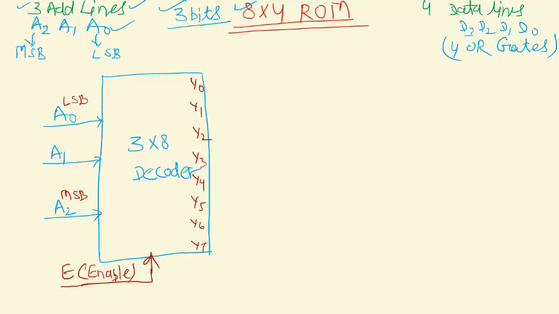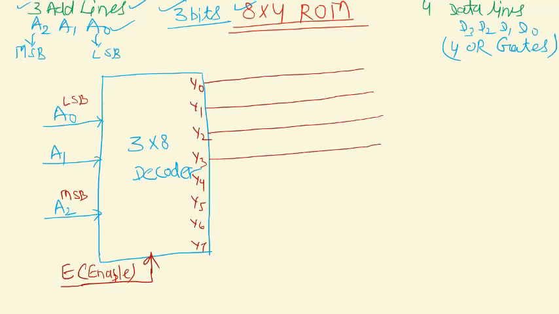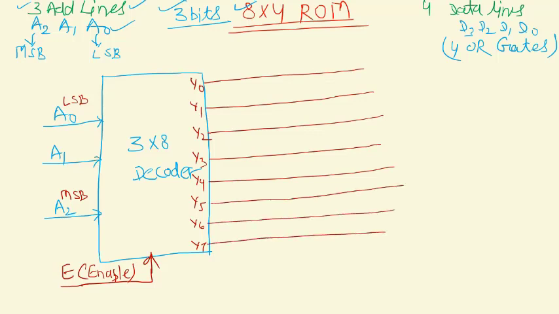So these are the 8 outputs, Y0 to Y7. Okay, so an 8 cross 4 memory ROM can be represented like this.